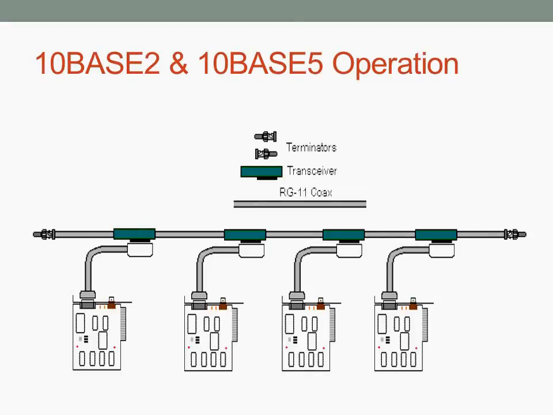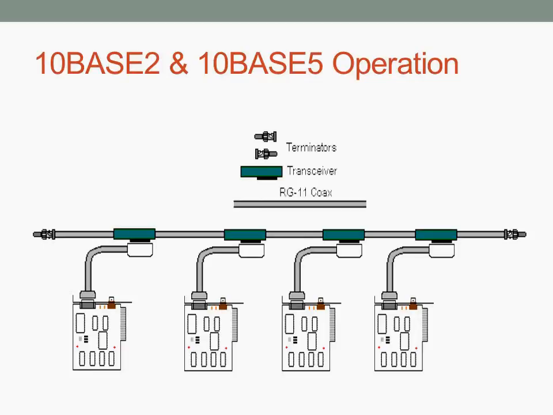So 10Base2 and 10Base5, the idea behind this diagram is to give you an indication of how it works. In this case, we have a coaxial wire that runs between the network cards, so you are going not to a central device but from one computer to the next. This coaxial cable would snake through a building going between computers, and as you know from the previous slide, the maximum length depended on the type of coax cable being used, basically the thickness of the cable.